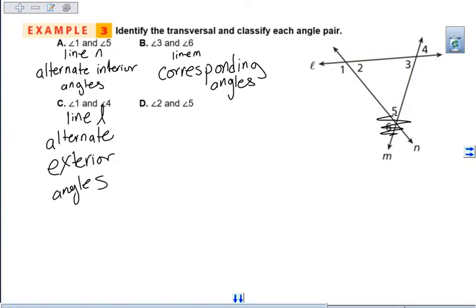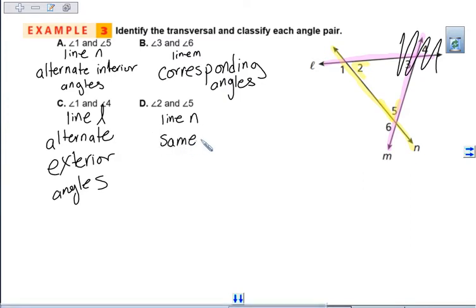Our last example here, we are looking at angles 2 and 5. These are both on line N. That means that line N is our transversal. And the two lines that we're looking between or outside of are lines L and M. Again, if you need to, cover up the extra. And these two angles are both in between line L and M, so they're interior angles on the same side of the transversal. That makes these same side interior angles.